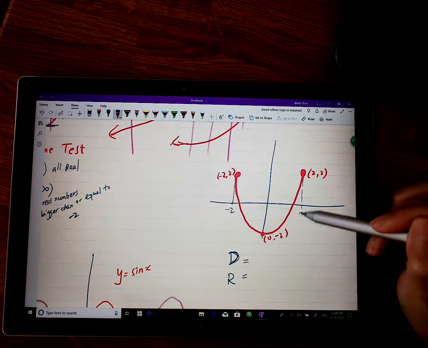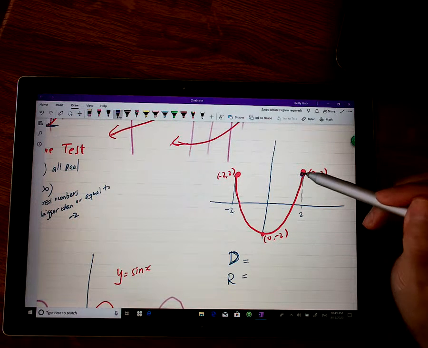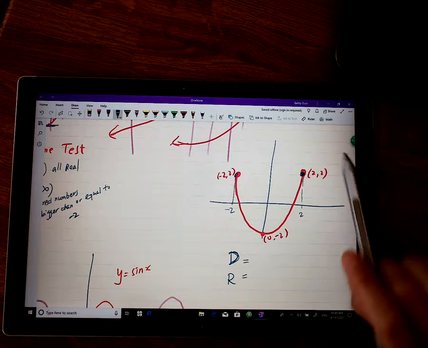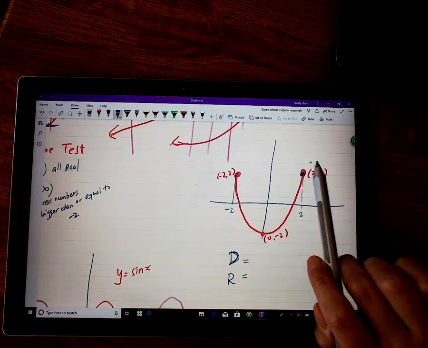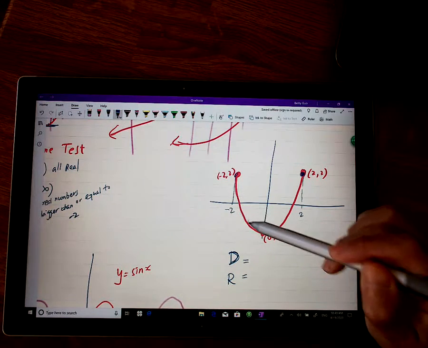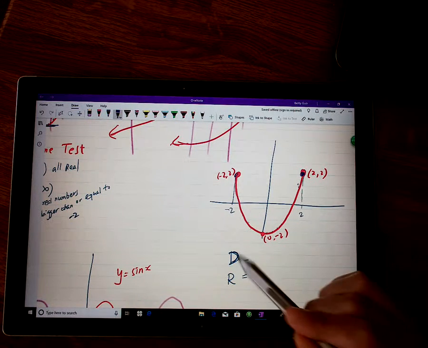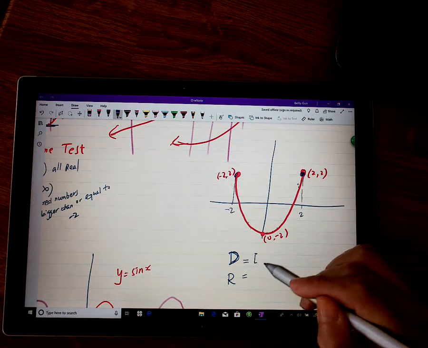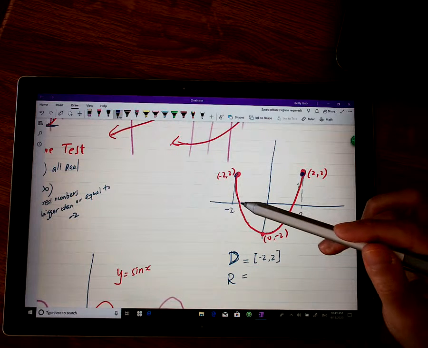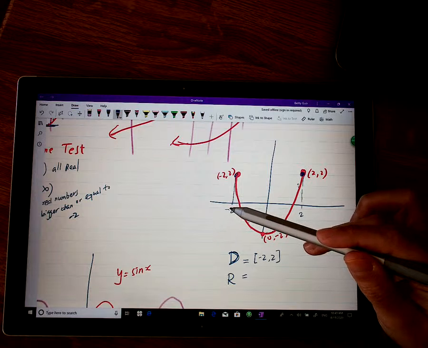Okay, this is -2, this is +2. So this point has x value +2. This point has x value -2. And there is no graph to the right of 2, no graph to the left of -2. And other points on the graph have x value between -2 and 2, right? So that gives us the domain, a closed interval, -2 to 2. In other words, the domain is all the real numbers between -2 and 2, including -2 and 2.